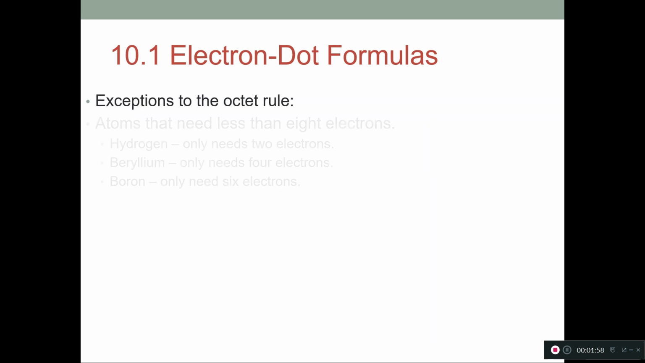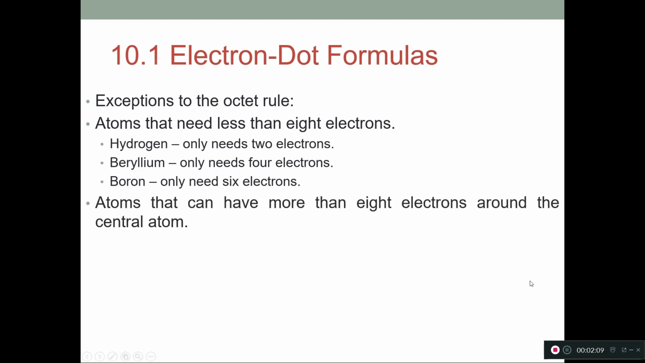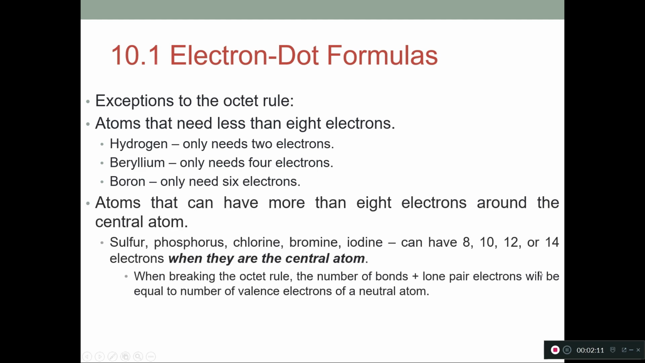So exceptions to the octet rule, so like I said, there are atoms that can have less than 8, so things like hydrogen, beryllium, and boron are kind of the ones that we're interested in here. But then there are atoms that can have more than 8 electrons around the central atom. So the ones we'll be mostly talking about are sulfur, phosphorus, chlorine, bromine, and iodine. These can have 8, 10, 12, or 14 electrons when they are the central atom.